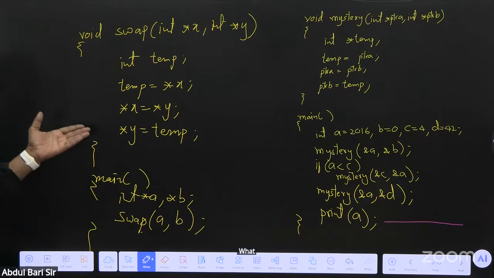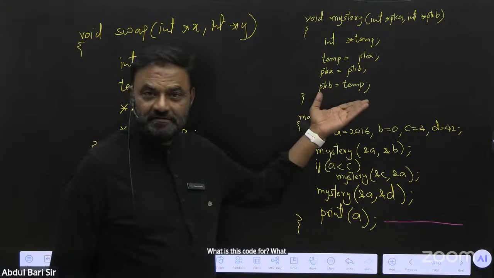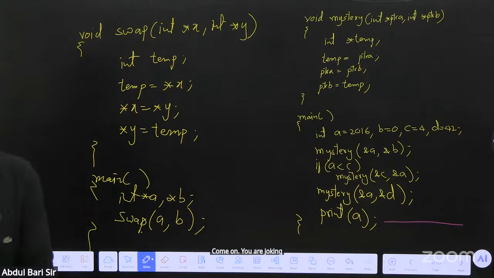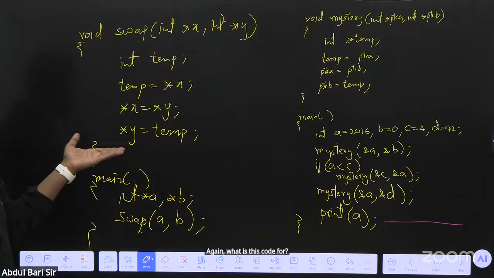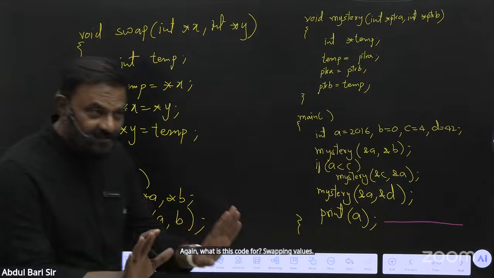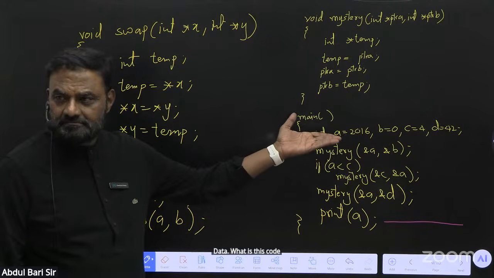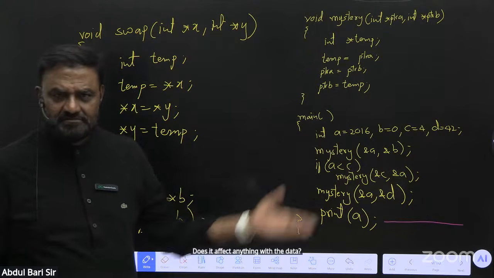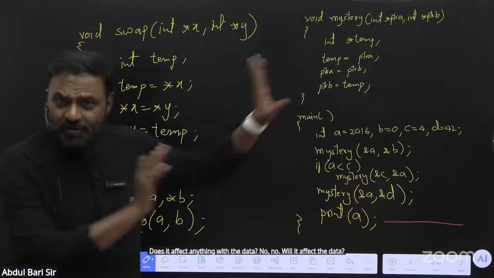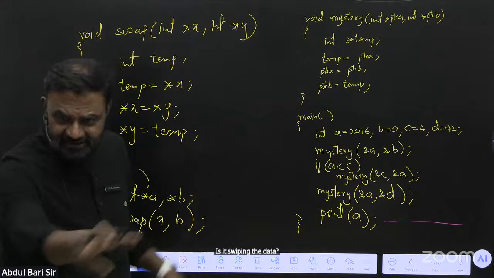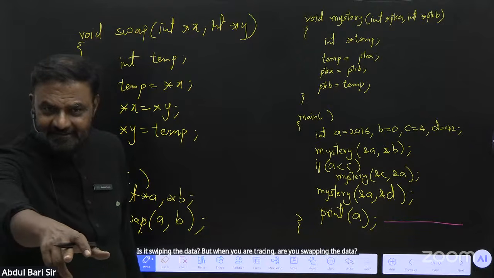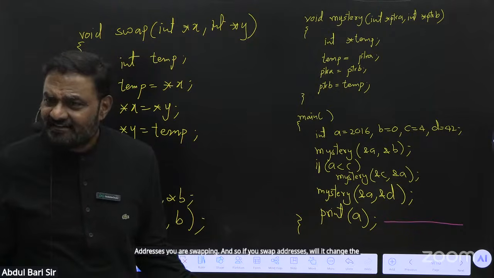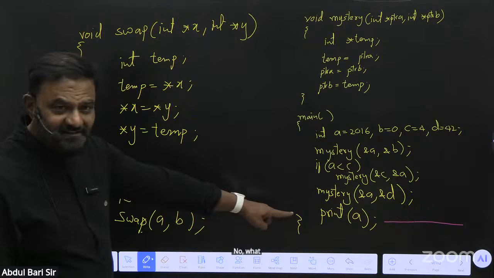What is this code for? Swapping values, data. Does it affect anything with the data? No. Will it affect the data? Is it swapping the data? No. But when you are tracing, are you swapping the data? Addresses you are swapping. Actually, if you swap addresses, will it change the data? No. What is the answer?